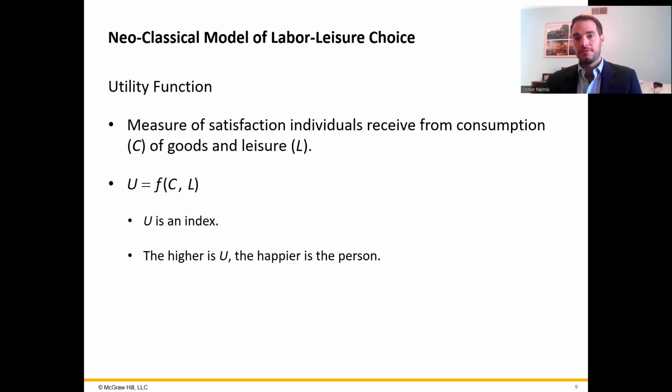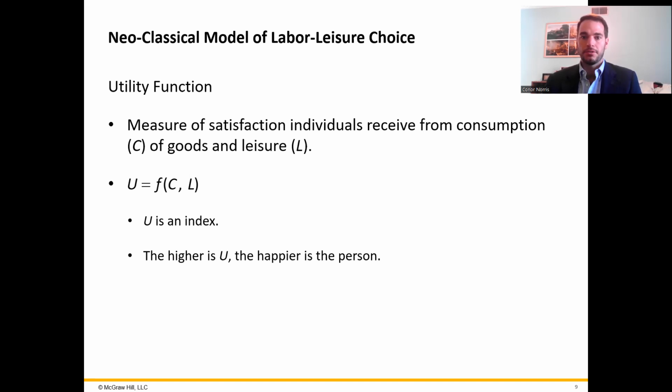So now that we've looked over a few facts about the labor market and talked about some of the measures of labor market health, let's really dig into the worker's decision. That's what we want to do in this chapter. So I'm going to be using the neoclassical model.